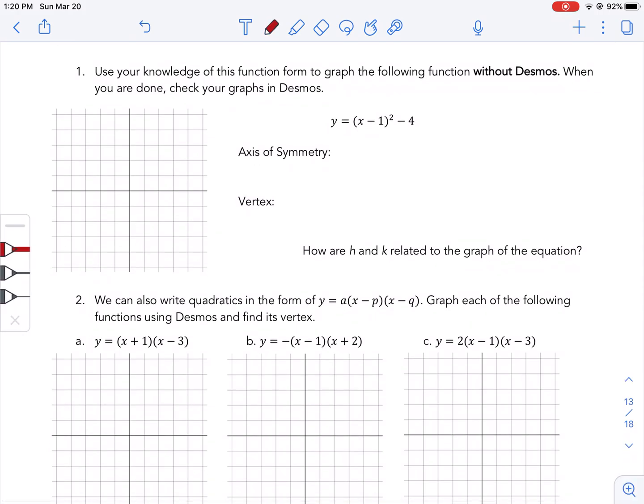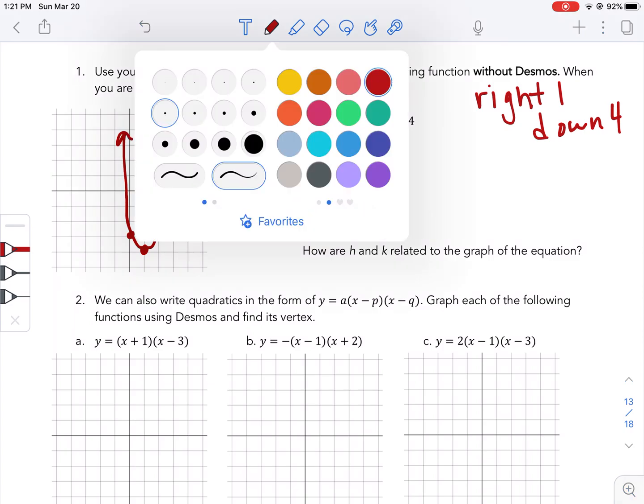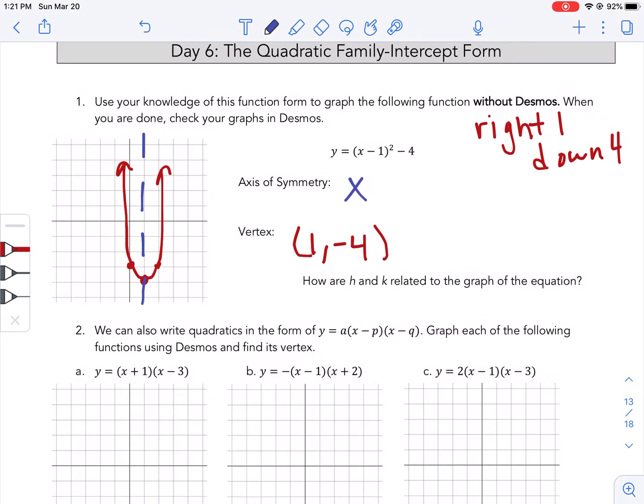So if you remember from yesterday, this goes to the right 1 and down 4. So our vertex is at (1, -4). So 1, 1, 2, 3, 4. And we would have our parabola right there. And it's symmetric about that axis of symmetry. So if I was to draw a line right down in the middle, I would have x = 1. So that's the equation of the axis of symmetry.